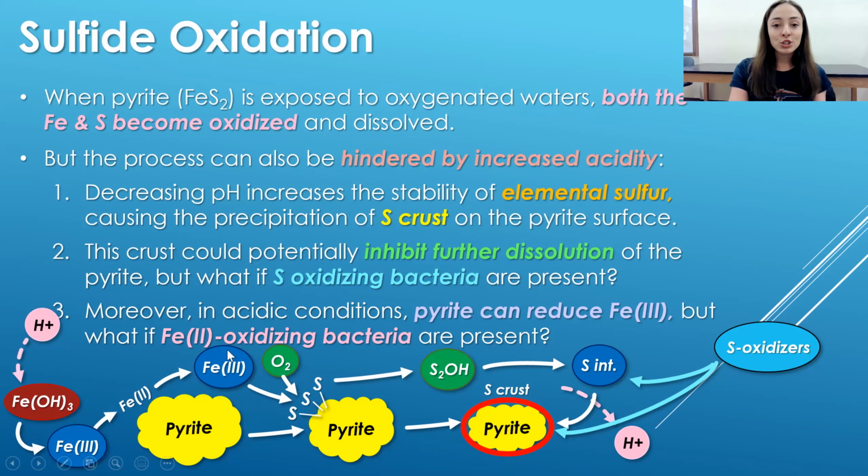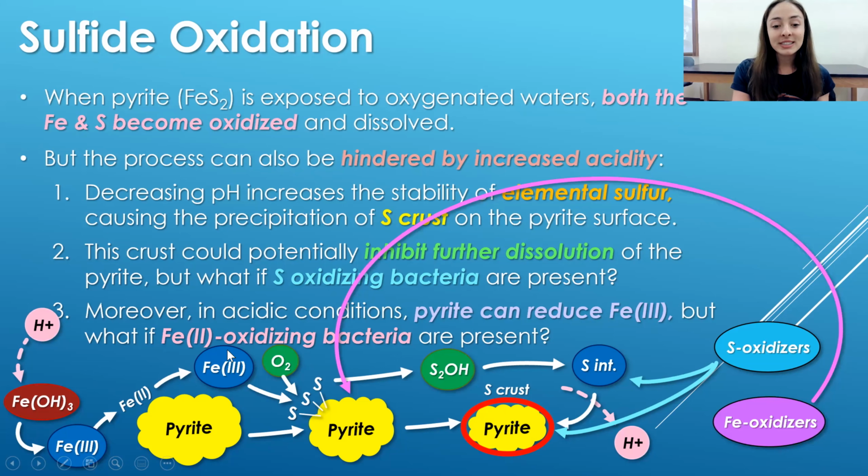Therefore, if iron 2 oxidizing bacteria are present, they can continually produce more ferric iron from any ferrous or reduced iron 2 that's formed, and that's because they use the redox reaction of ferrous iron oxidation to ferric iron as their energy producing metabolic pathway. And so they're producing all this iron 3, the sulfur oxidizers are oxidizing the elemental sulfur crust that's preventing further pyrite dissolution, and both these types of bacteria can really help to catalyze the pyrite oxidation and dissolution process.